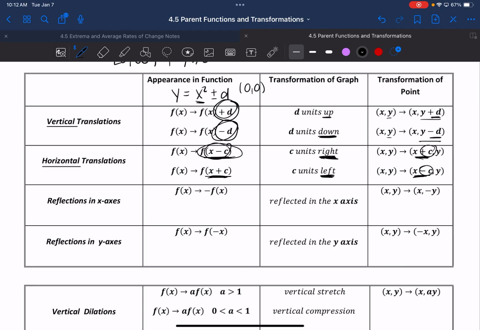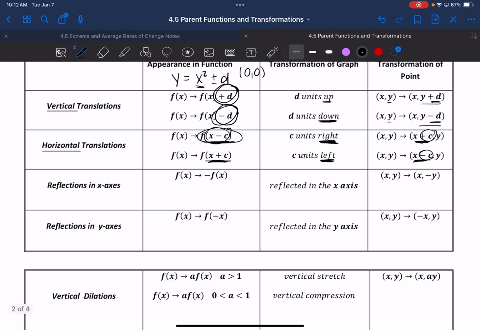Okay? All right, then we have our reflections. So remember we said what would reflect our graph is if we put a negative in front of it, right? It flips everything over. So if I'm flipping over the x-axis, then I'm going to put a negative in front of the whole function or in front of the y. Remember, f of x is the same thing as y, right? Those can be used interchangeably. So they're saying all you would need to do to reflect over your x-axis would be to put a negative in front of your y or in front of the whole function.